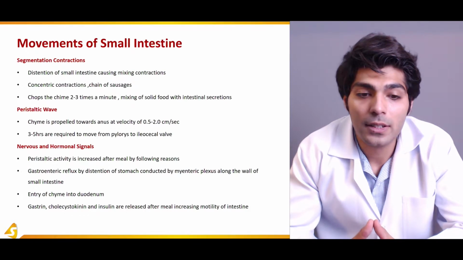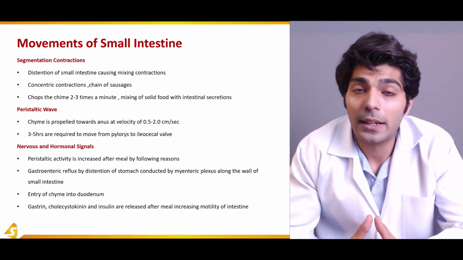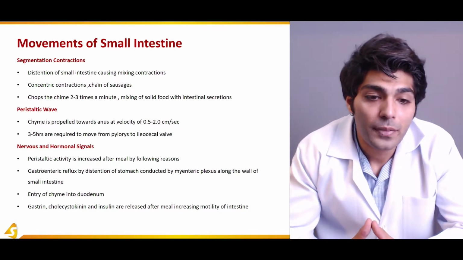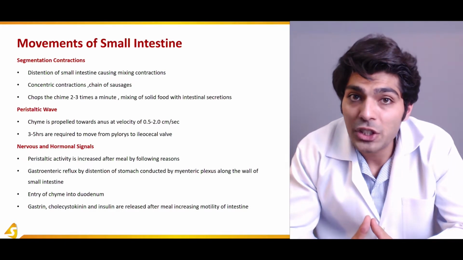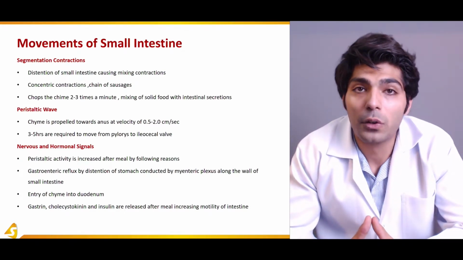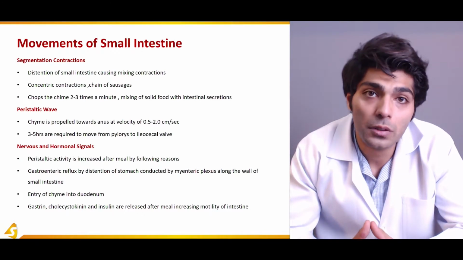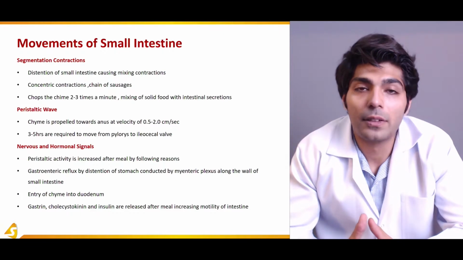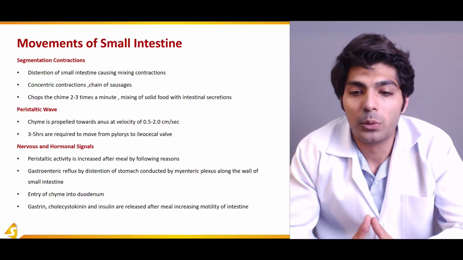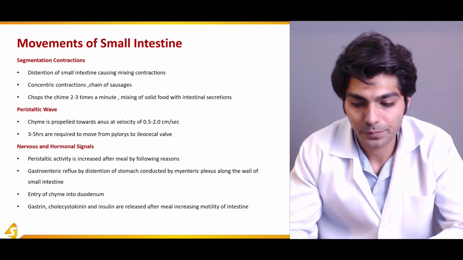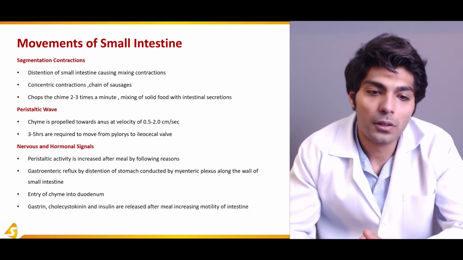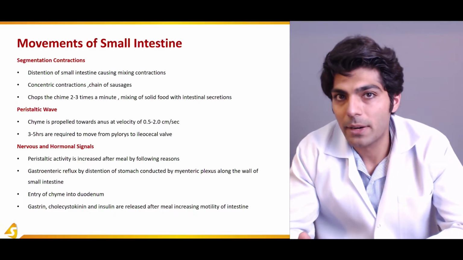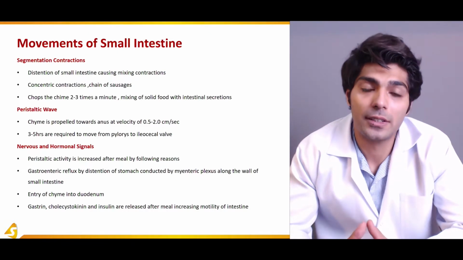There is a gastrin release from the G cells that are present at the pyloric antrum. Then we have cholecystokinin, present along the mucosal wall of the duodenum and the jejunum, and it is released after the meal, which increases the motility of the intestine. So cholecystokinin has dual action. One action is that it inhibits the gastric emptying, and the other is that it increases the intestinal motility.